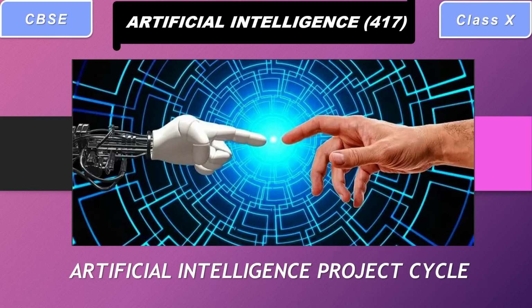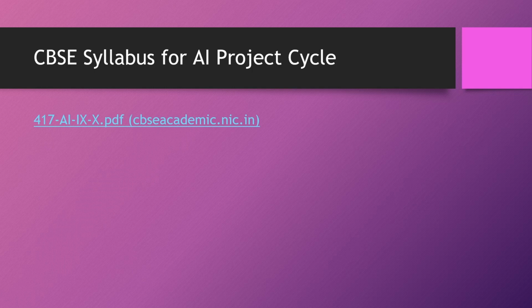So today in this video, we will learn about the Artificial Intelligence Project Cycle chapter of class 10th of the subject Artificial Intelligence, which has the subject code 417, right? So students, first of all, let's look at what is the syllabus given by the CBSE, right? Because this chapter will include lots and lots of topics.